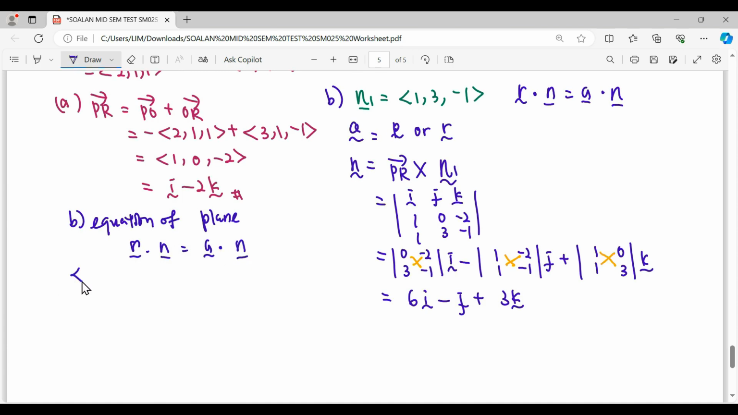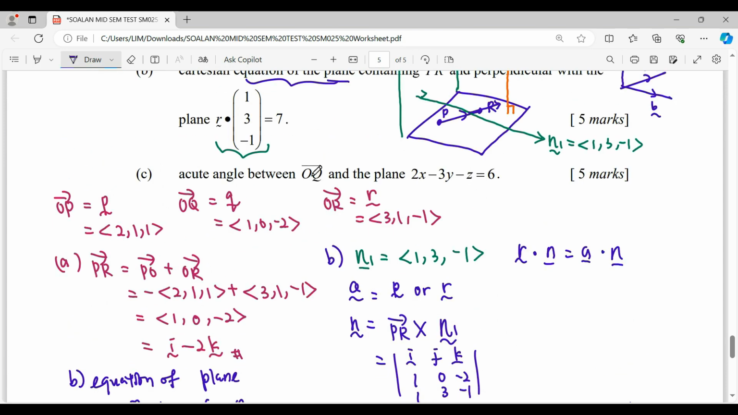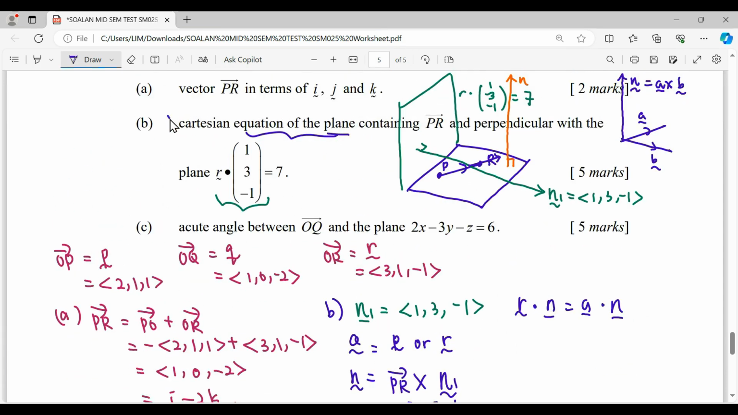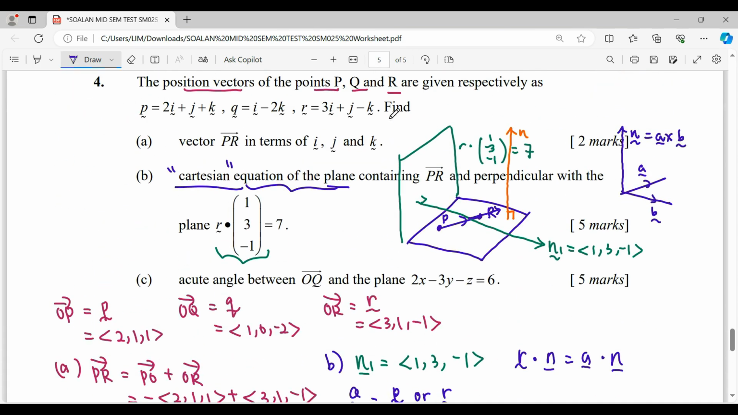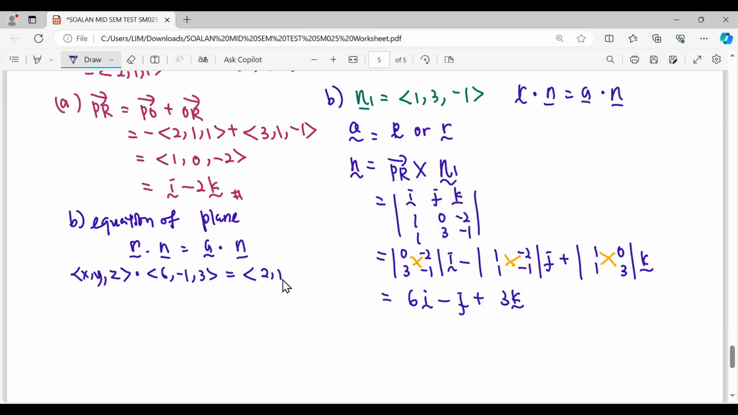So for r, we're going to substitute x, y, z, as this question asks us to find the equation of the plane in Cartesian form. So n here will be 6, -1, 3, equals to the position vector. Either one point can be used, whether point P or point R. So we just select point P. Let's say point P is 2, 1, 1. Position vector for point P: 2, 1, 1.